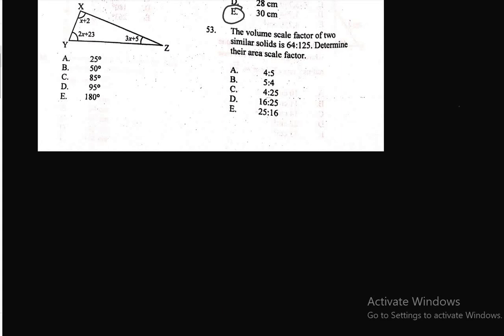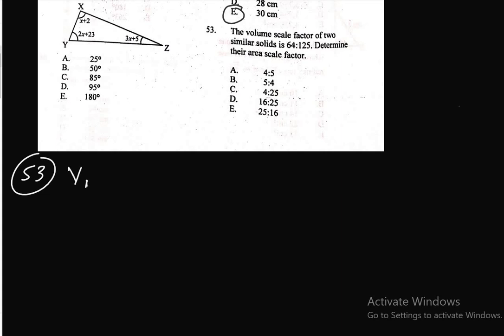The volume scale factor of two similar solids is 64:125. That's question 53. Determine their area scale factor. Now, we need to establish the relationship between the volume scale and area scale.